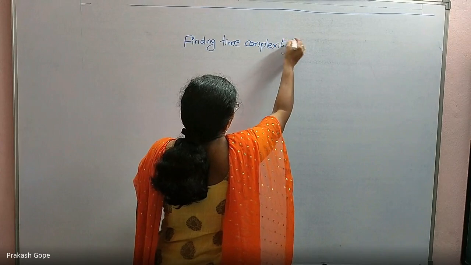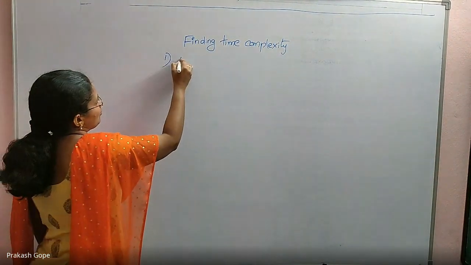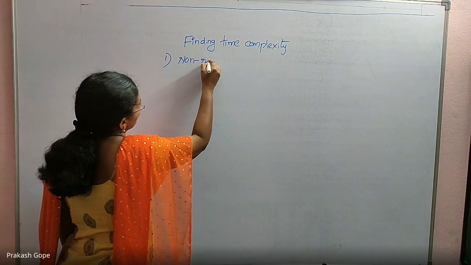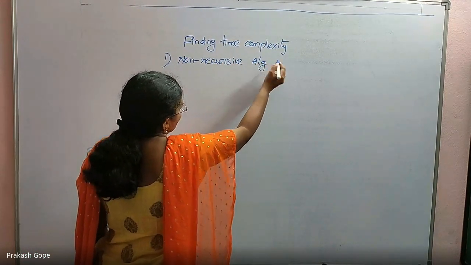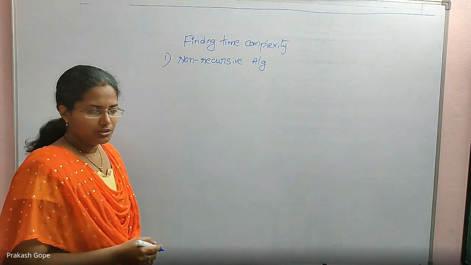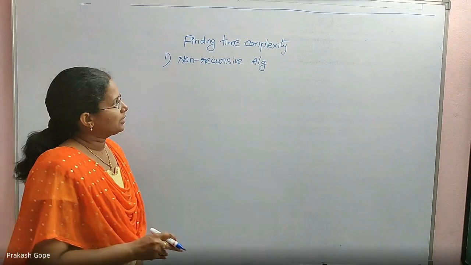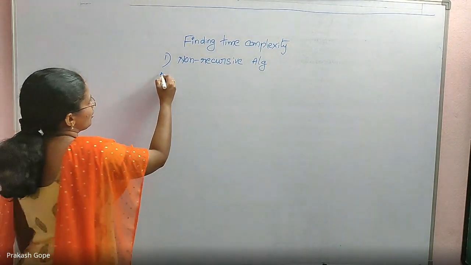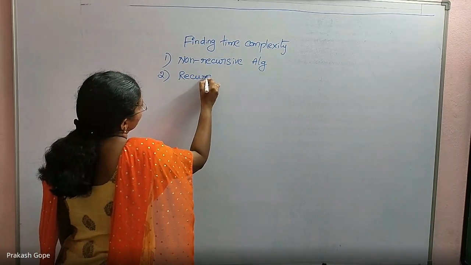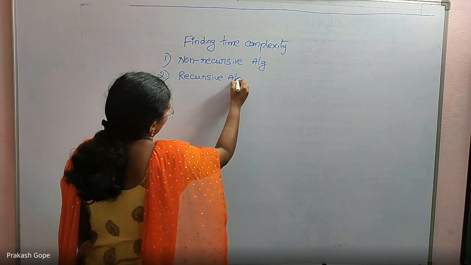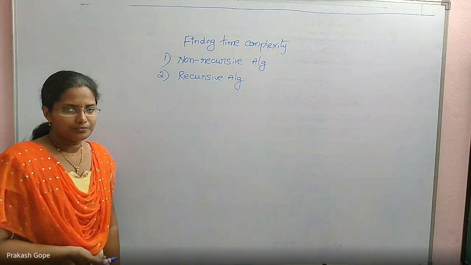Finding the time complexity. But there are two types of algorithms. One is non-recursive algorithms, which means there is no recursion. In that algorithm, there is no recursion. There can be some for loops or there are no for loops also. So they are all non-recursive algorithms, and then recursive algorithms. So there are two types of algorithms and we need to find time complexities of both of them.